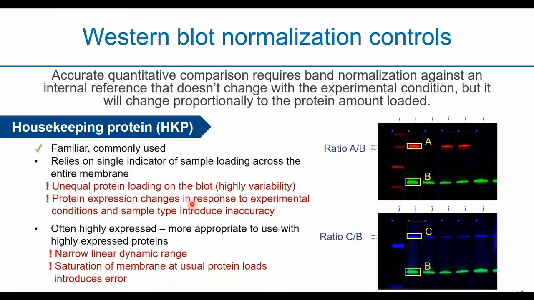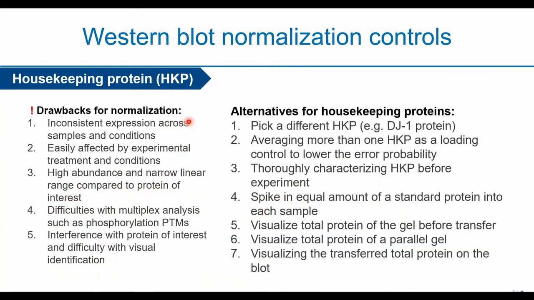But so here, on the left, we'll be listing the drawbacks of using housekeeping protein for normalization. Firstly, inconsistent expression across samples and conditions. It happens from time to time. It doesn't mean that it happens to all of the people. It depends on your sample as well. And it could be easily affected by experimental treatments and conditions.